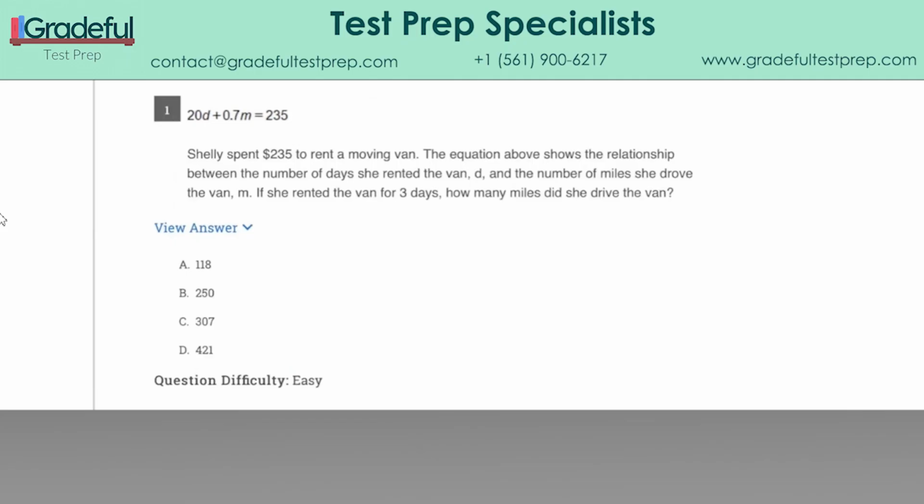Here, we're being told that D is the number of days that she rented the van, and we're being told that M is the number of miles that she drove the van. So now we just have to figure out where the 3 goes. That's the number of days she rented the van, which is D. So all of this is to just tell us that D equals 3. So let's plug that in.